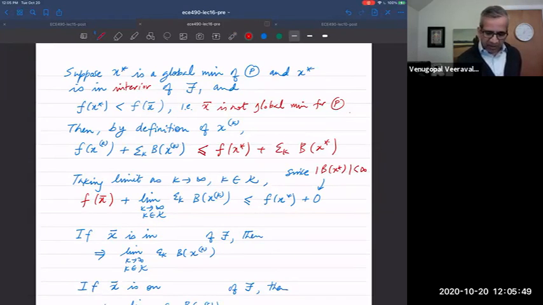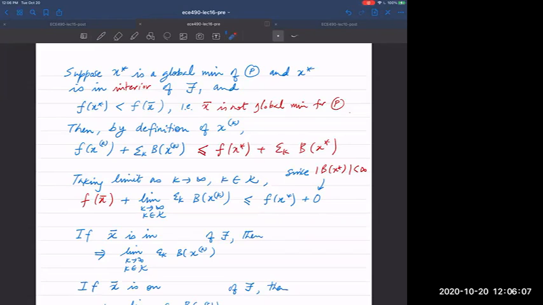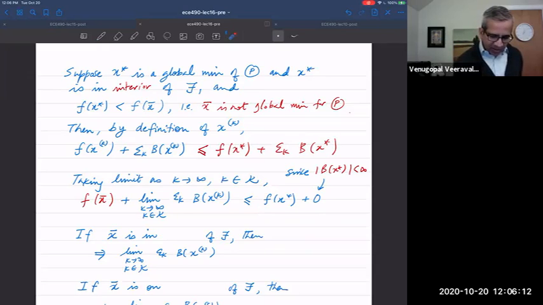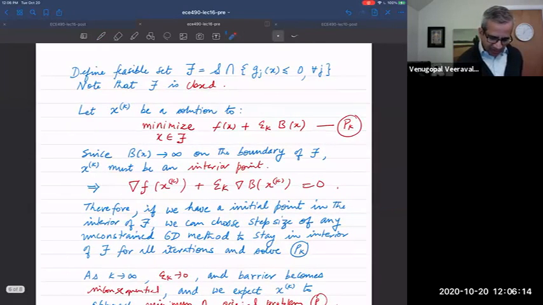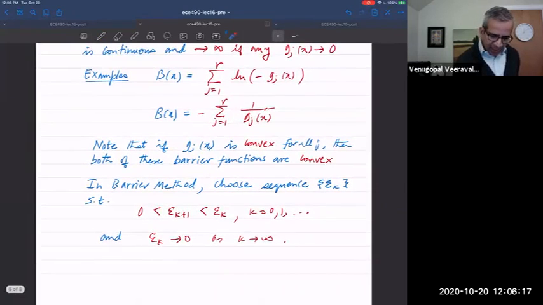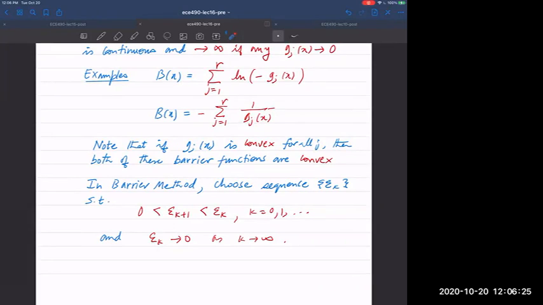Okay, so since epsilon k is going to 0, this is going to 0, and this times a finite quantity is going to go to 0. So on the right-hand side, you have 0 here. Everyone see that? So why does the epsilon k go to zero again? Oh, because that's how we constructed epsilon k. We constructed epsilon k to go to 0 as k goes to infinity in the barrier method. Okay, thank you.